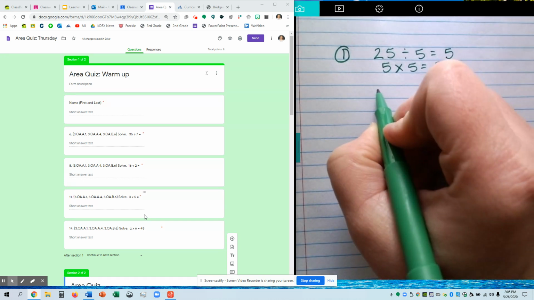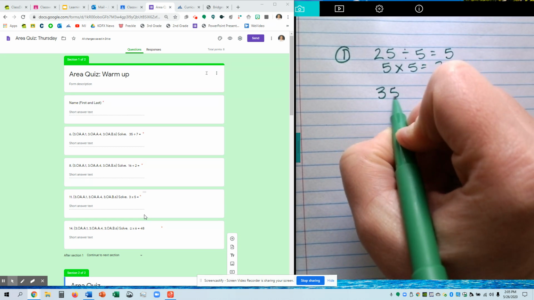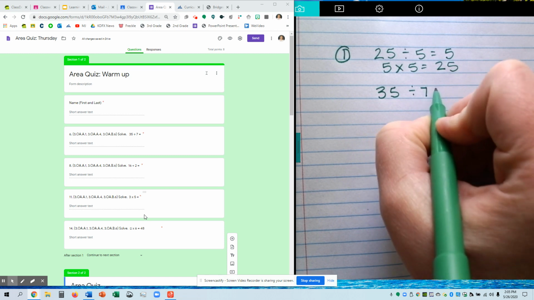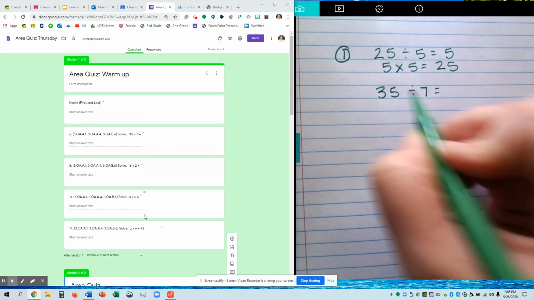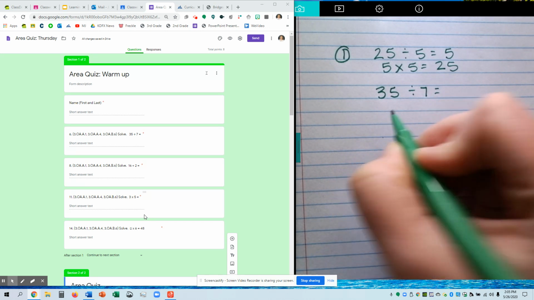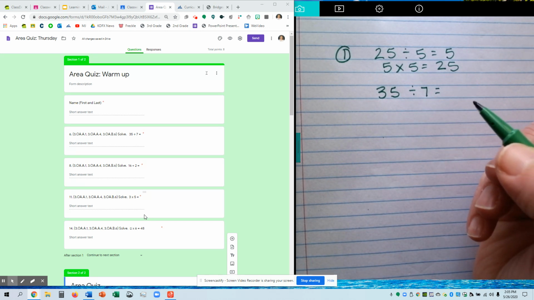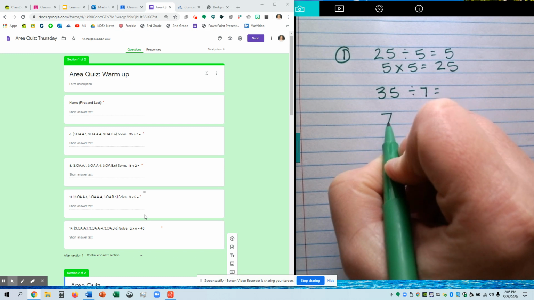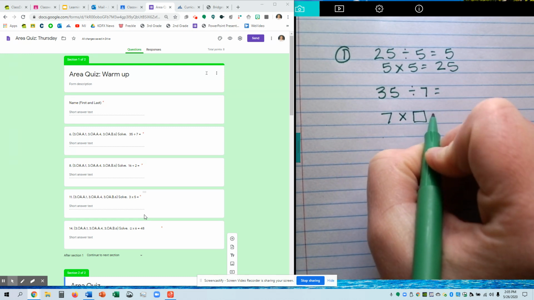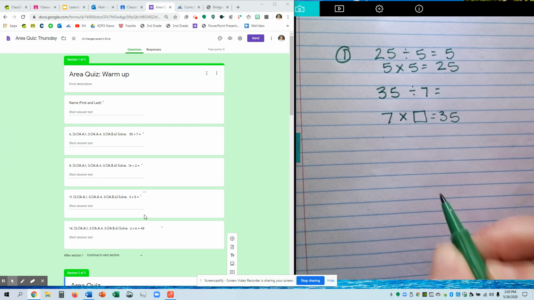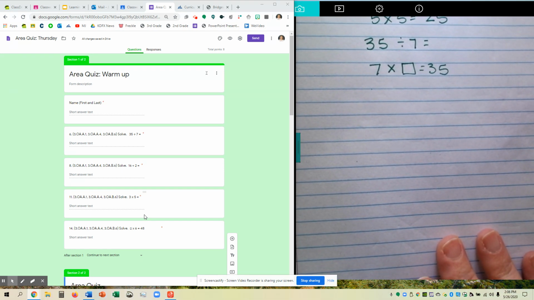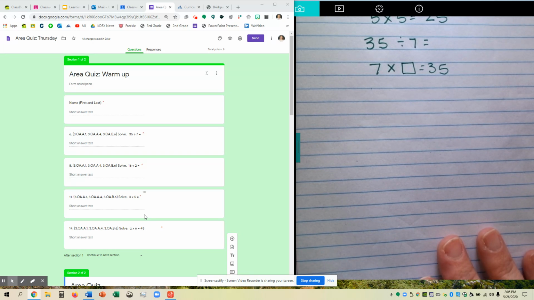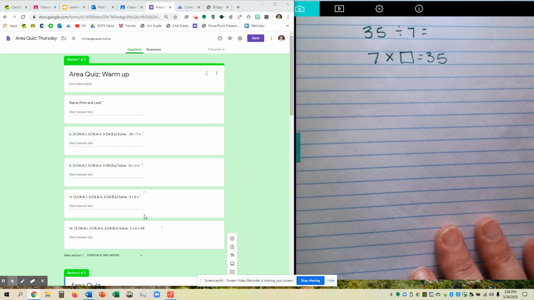So let's look at the one you're going to need to do on your own. 35 divided by 7. You're going to ask yourself, how many 7s can I make out of 35? So you could do repeated addition, you could skip count, or you could multiply. 7 times something is equal to 35. Okay, so number 2 is very similar, and then number 3 is just a quick multiplying by 5.